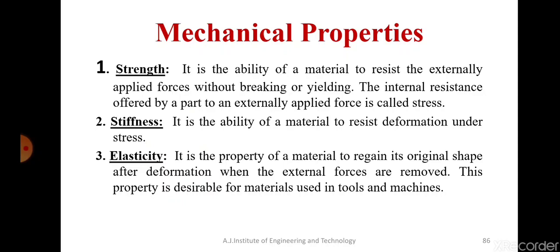Right, so first one is called as strength. So strength of that particular material is defined as the ability of the material to resist the externally applied forces without breaking or yielding. Okay, the strength of the material means when some external force is applied on that, it can be any form, right? It can be mechanical force or hydraulic force or any force that is applied on that. So how long the material can resist without forming any breakage or without yielding, that is without any change in its dimension, that is called as its strength.